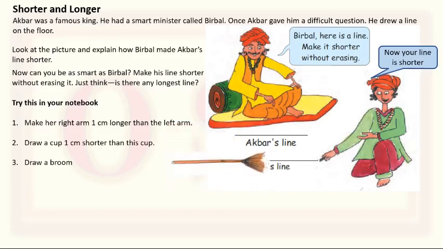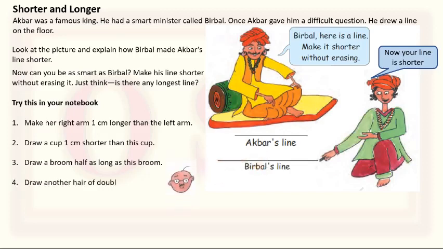Question 3 is: draw a broom half as long as this broom. So you don't have to make it 1 centimeter or 2 centimeters long, just half of that length. Now draw another hair of double the length. So you just have to make one more hair which is almost double, right?